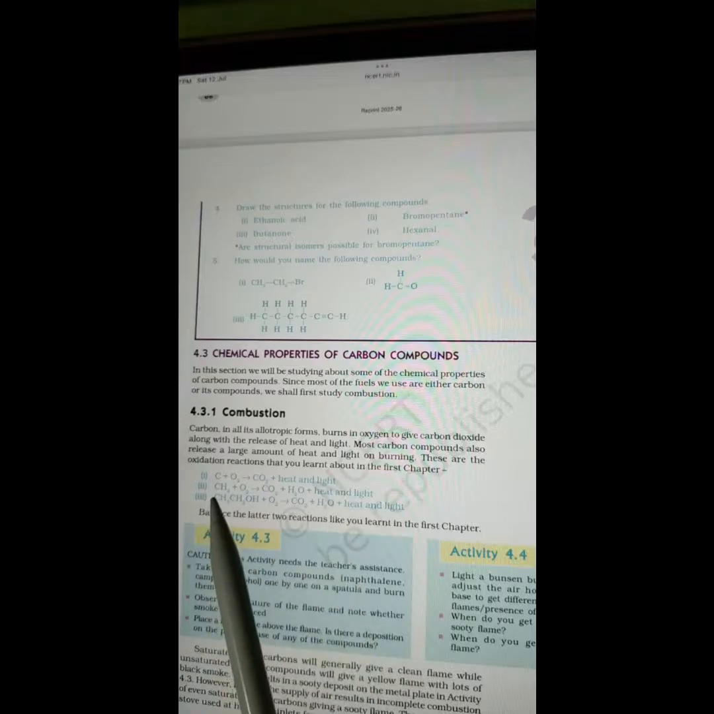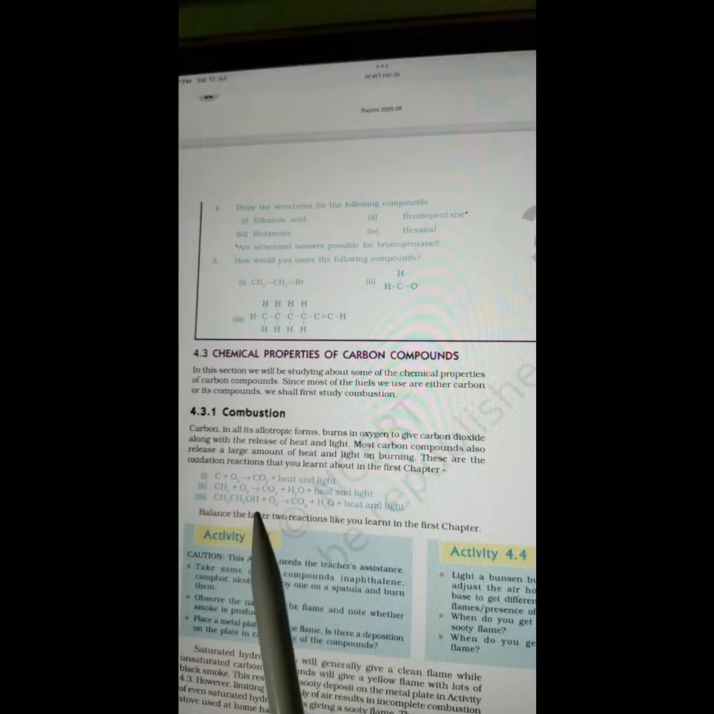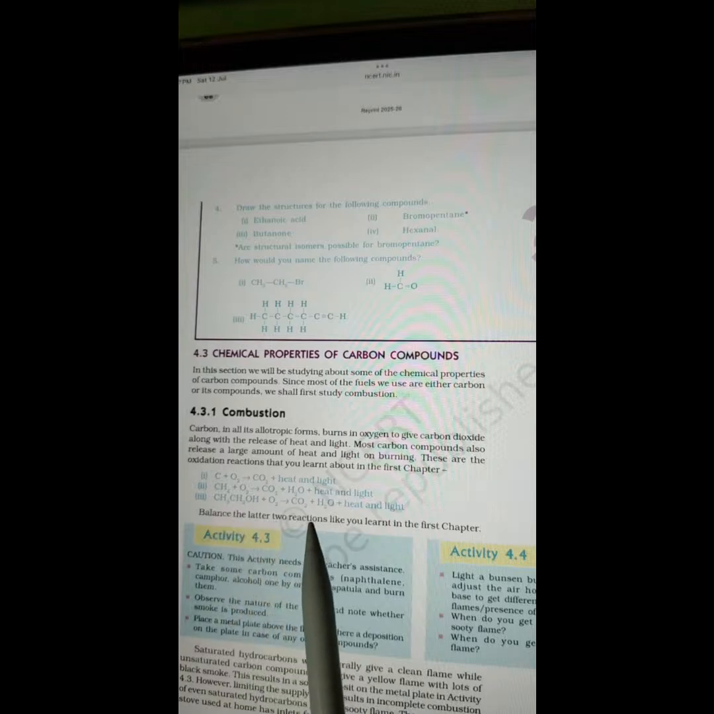So this is when you are heating carbon in the presence of oxygen, you'll get carbon dioxide, heat and light. When you heat methane in the presence of oxygen, again CO2, H2O, heat and light. And when you are heating ethanol in the presence of oxygen, it is also producing CO2, H2O, heat and light. So every time the reaction is exothermic.